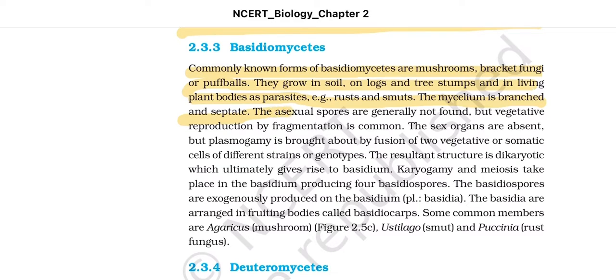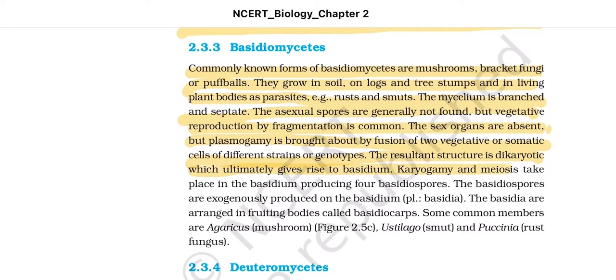The asexual spores are generally not found, but vegetative reproduction by fragmentation is common. The sex organs are absent, but plasmogamy is brought about by fusion of two different vegetative or somatic cells of different strains or genotypes. The resultant structure is dikaryotic, which ultimately gives rise to the basidium.